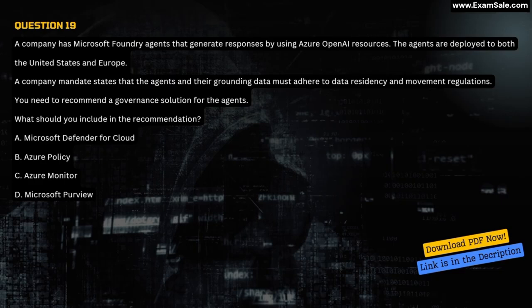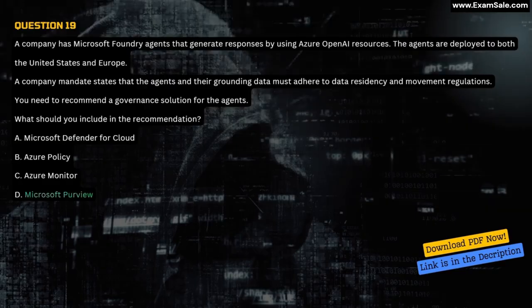A company mandate states that the agents and their grounding data must adhere to data residency and movement regulations. You need to recommend a governance solution for the agents. What should you include in the recommendation? A. Microsoft Defender for Cloud. B. Azure Policy. C. Azure Monitor. D. Microsoft Purview. Correct answer D.